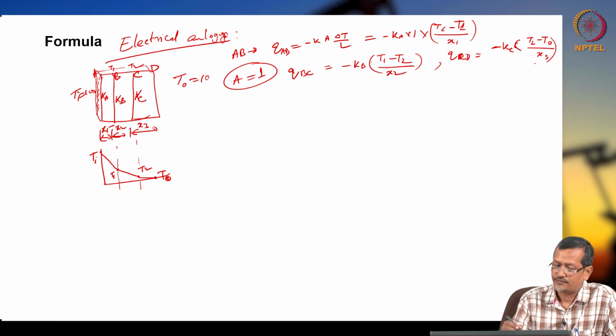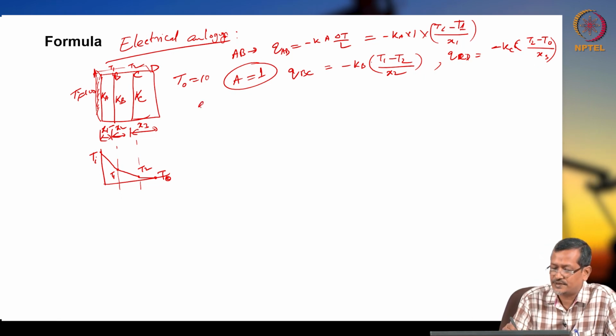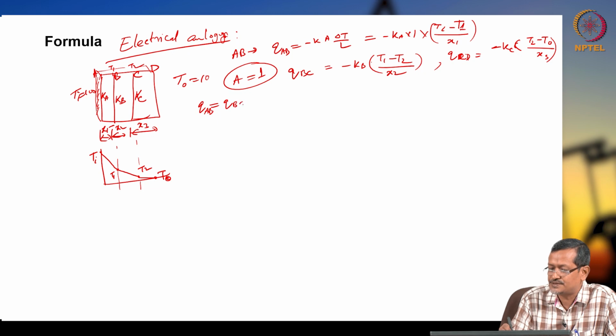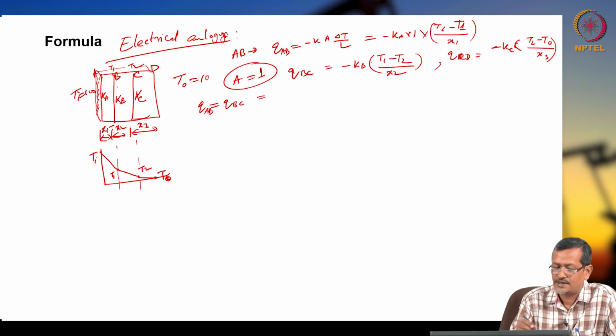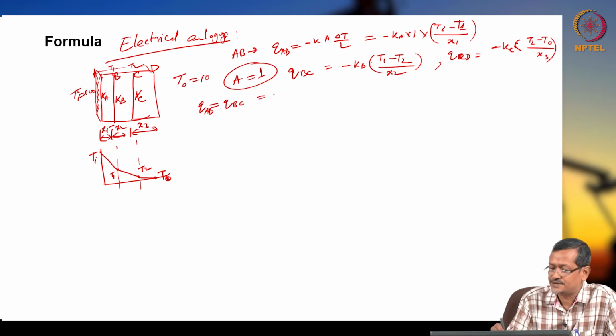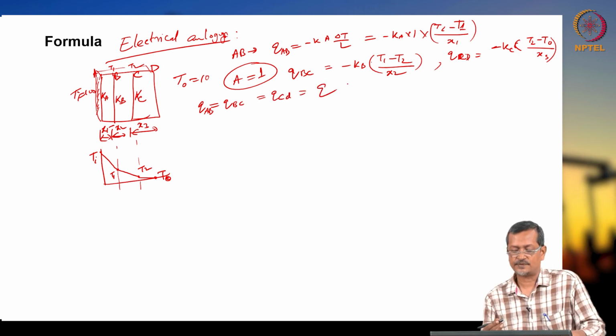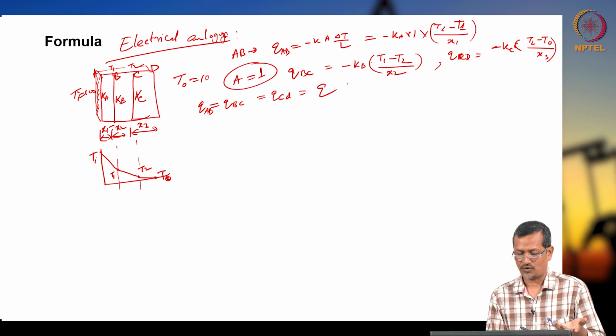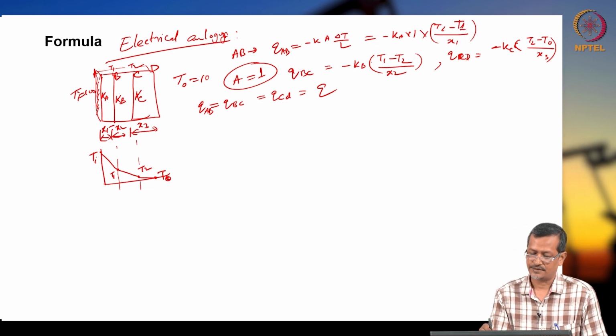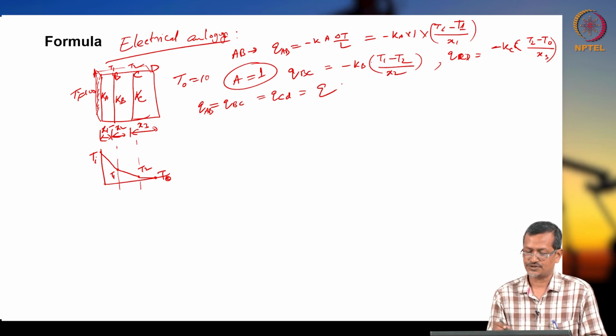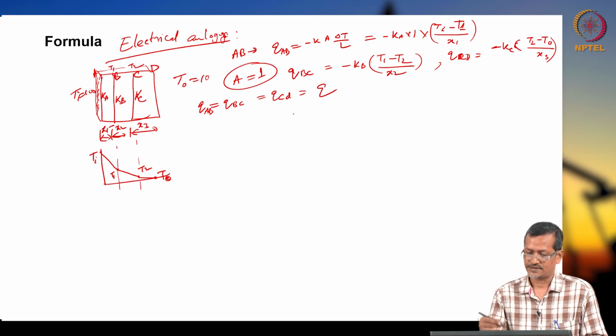Now all the heat fluxes are actually equal. QAB equals QBC equals QCD equals Q. All heat fluxes are equal because there is no energy loss, we are assuming. Because of energy conservation, all heat fluxes are equal.